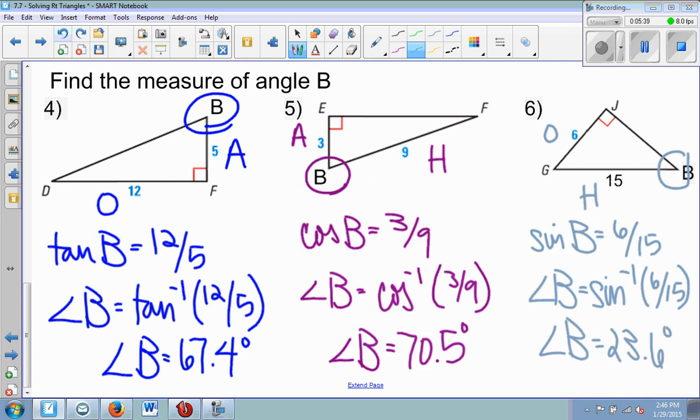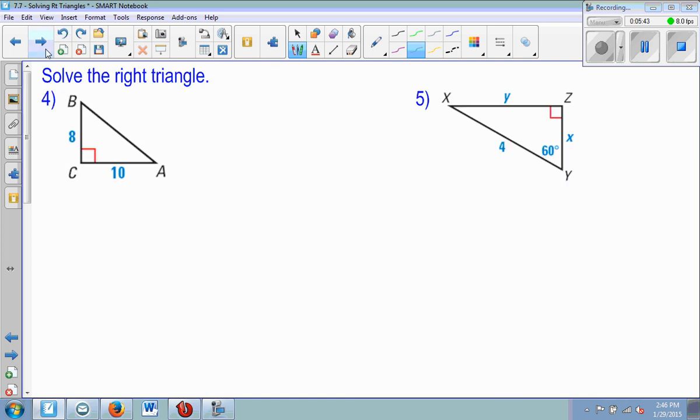Now, the overarching concept for today is this concept of solve the right triangle. What they're telling us when they say solve the right triangle is find everything that's missing. Not just a particular angle, not just a particular side. Find everything.